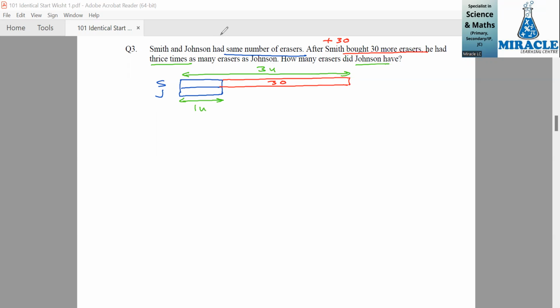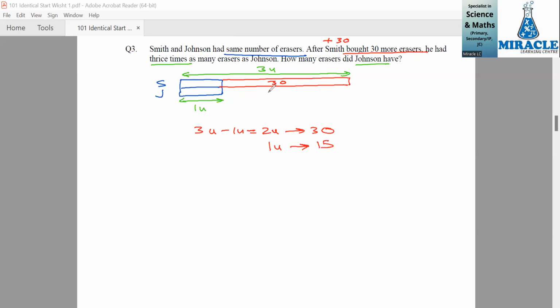So we know that their difference in units actually represents 30. So we have 3u minus 1u equals to 2 units, and this represents 30. So we can find the value of 1 unit, which is 30 divided by 2, and that gives us 15.